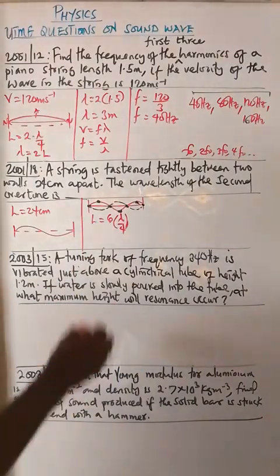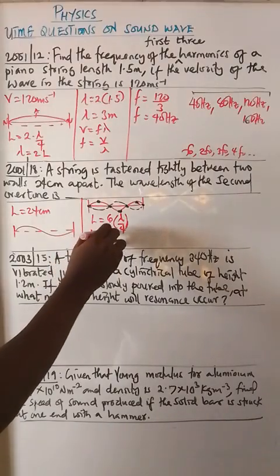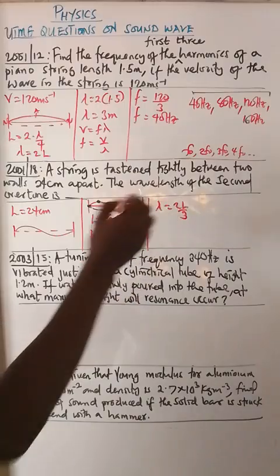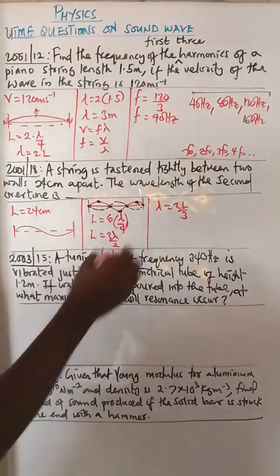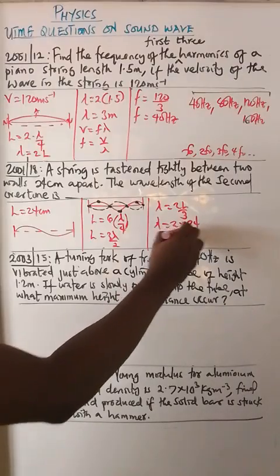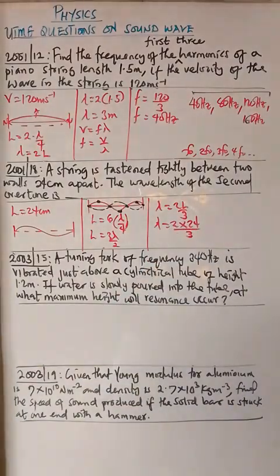So our aim is to get the wavelength from here. L equals 3 lambda over 2, and the wavelength is 2L over 3. It is in your notes to be checked. So that is 2 times the length, 24, divided by 3. 3 in 24 is 8.